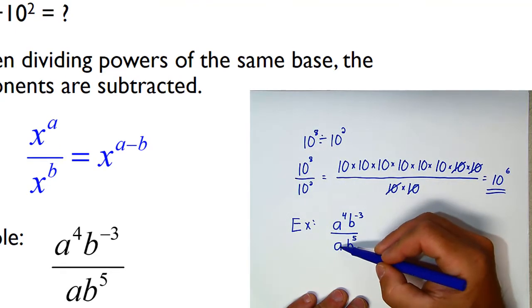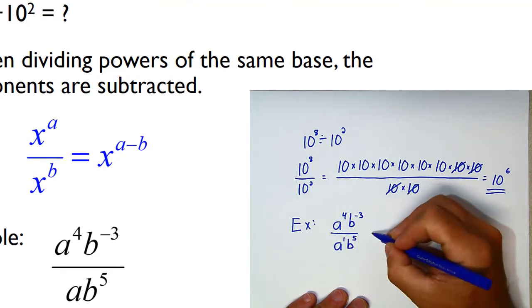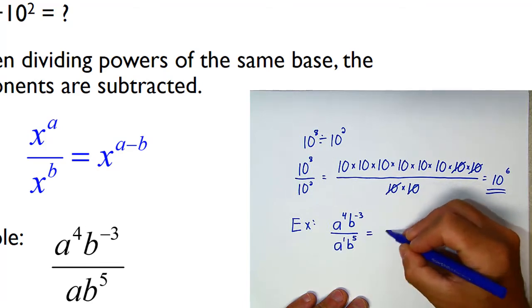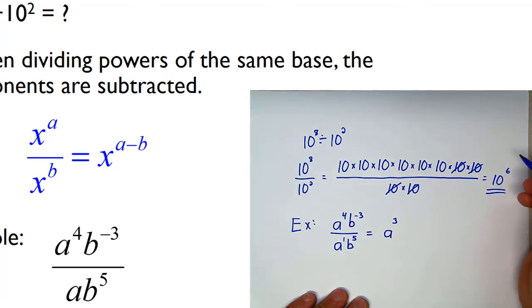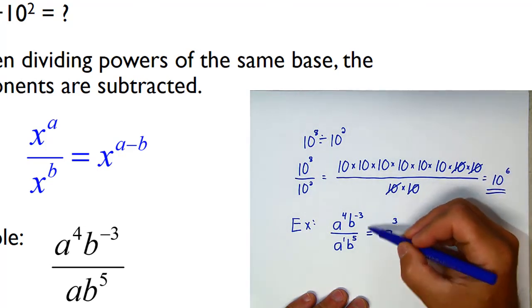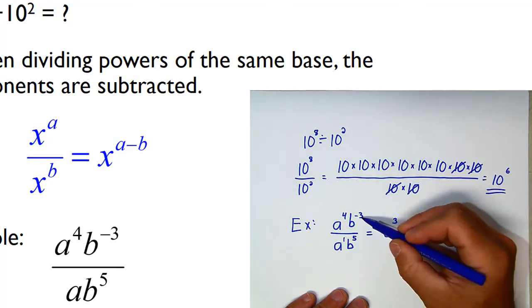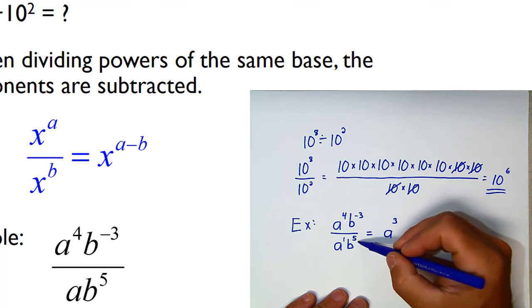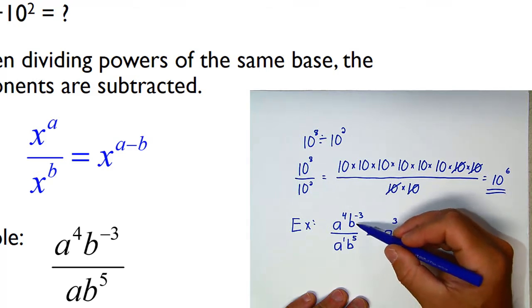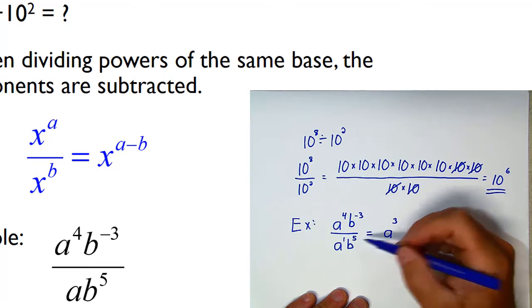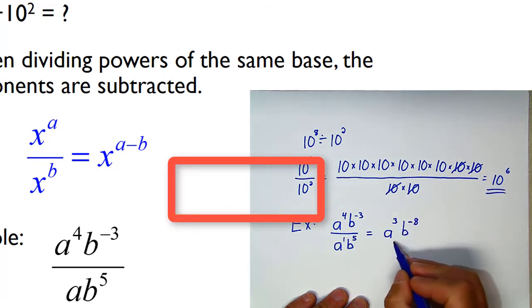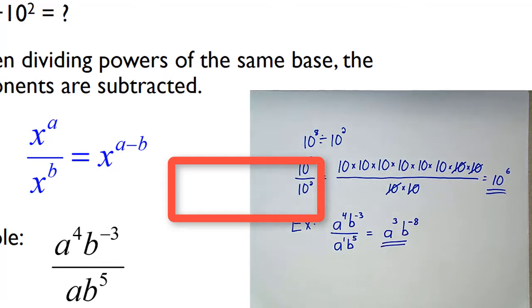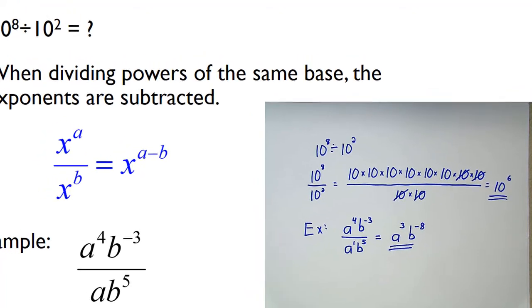We have a to the 4th over a. That's like saying a to the 1st, and so we could say that that's equivalent to a to the 4 minus 1. That's a to the 3rd power. And we have b to the negative 3rd over b to the 5th. Okay, even though the top is negative, we're still going to subtract off the bottom power. And negative 3 minus 5 leaves us with b to the negative 8th. So a to the 3rd, b to the negative 8th is our simplified expression. And we're going to see in a little bit that there's another way that we could write that as well.